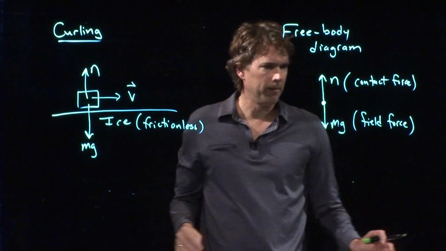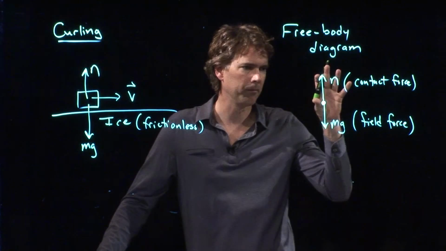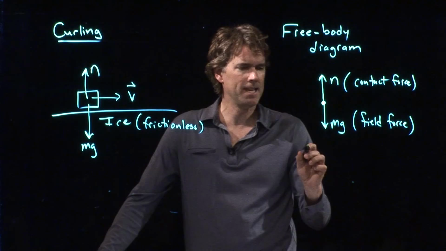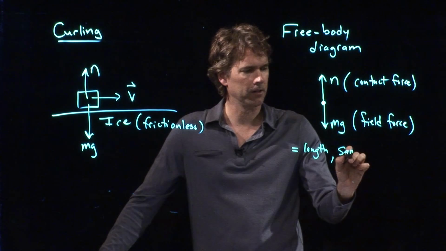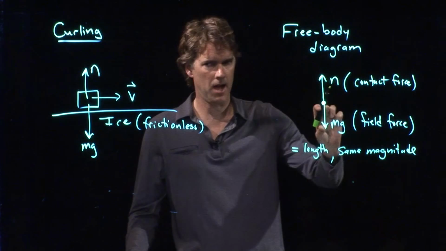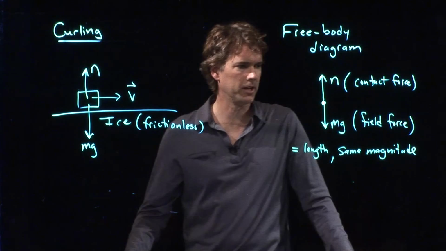You don't draw velocities on free body diagrams. You only draw forces. The arrows indicate the direction of the force. The length of the arrow indicates the magnitude. So by drawing these things equal length means same magnitude. Since this block is not jumping up off the ice or falling through the ice, I want to draw the normal force the exact same length as the gravitational force down. Okay? The arrow head, of course, indicates the direction of those things. All right, that is a free body diagram.